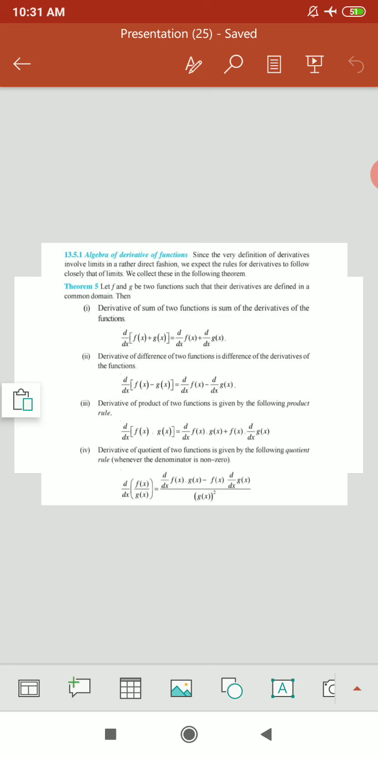algebra of derivatives, like हमने algebra of limits पढ़ा है. If limit exists, if f and g are two functions and limit exists, then we say limit f plus g equal to limit of f plus limit of g.